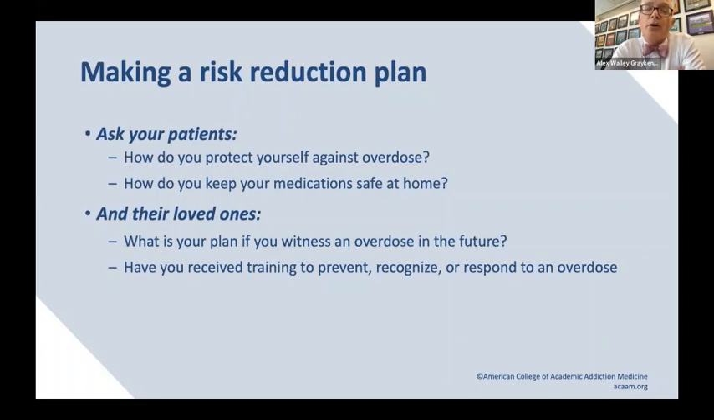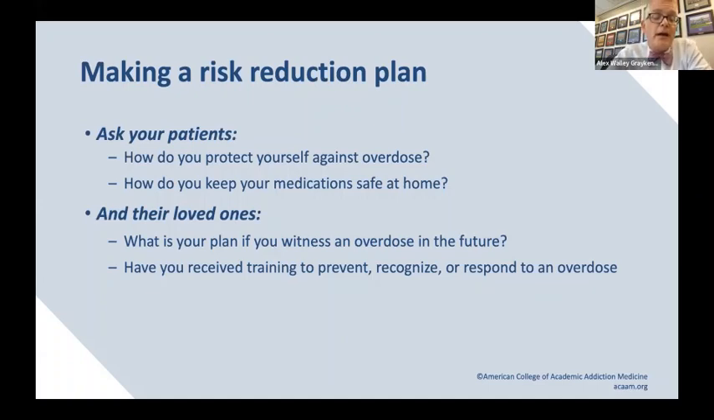I'm going to make sure that the person with me has naloxone and is ready to administer it in case I overdose. So those are all the things I'm looking for in their risk reduction plan. For people who are prescribed opioids, I ask them, how do you keep your medication safe at home? That's because a lot of medication ends up getting into other people's hands, and that can cause dangers. People need to recognize that these medications should be locked up and kept secure so that they are safe.